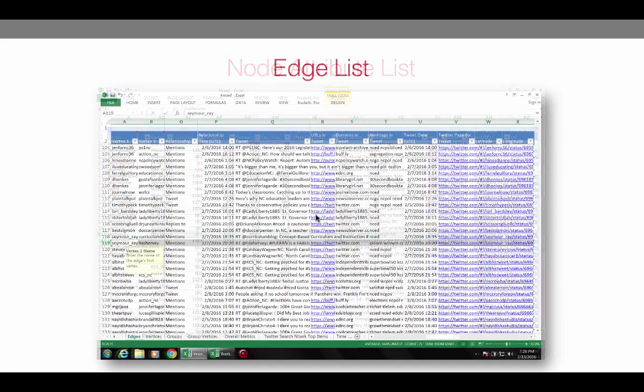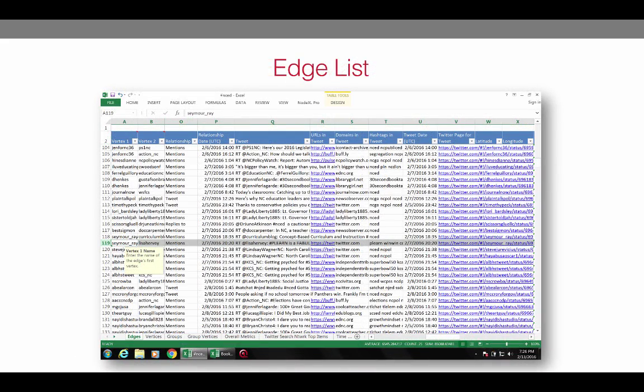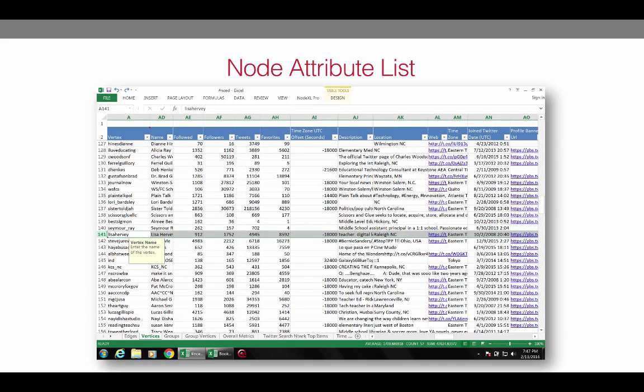So again, we can store the relations as a matrix, or we can store the relations as an edge list. And then we have a node attribute list, which actually has information about the individuals in the network. And this is what we typically deal with when we're doing any sort of analysis like we did in Unit 1.